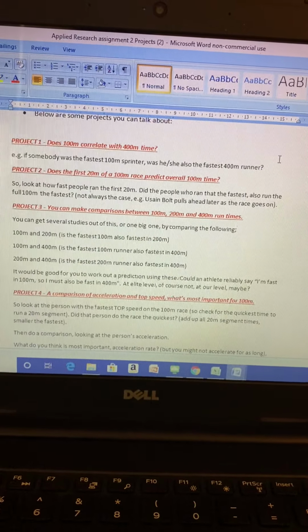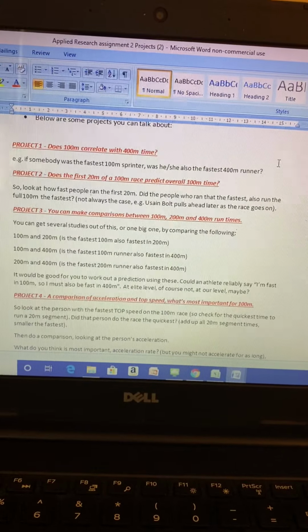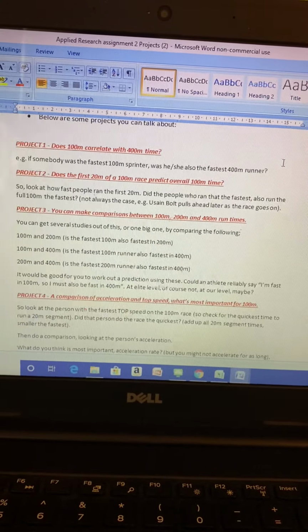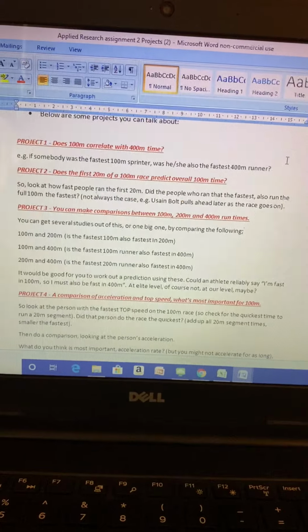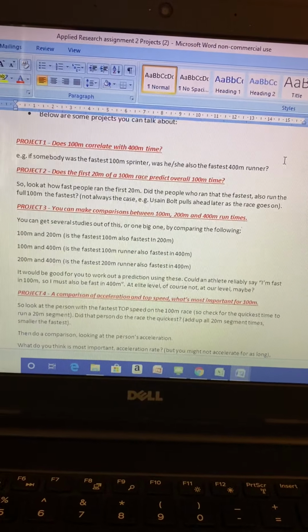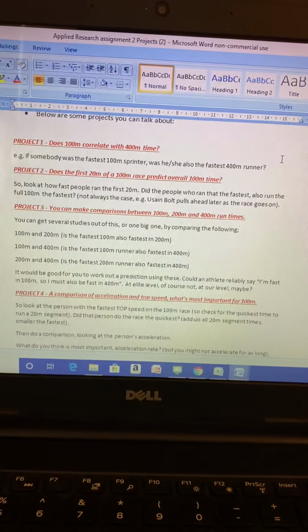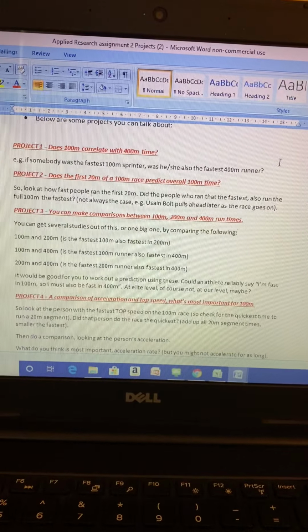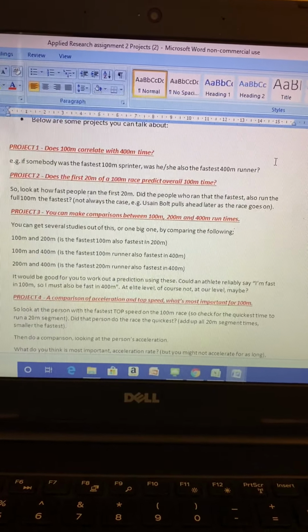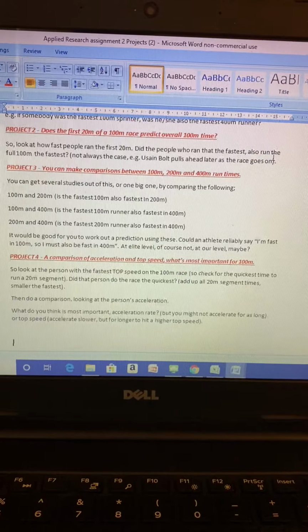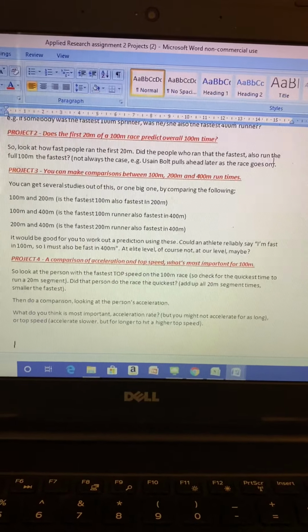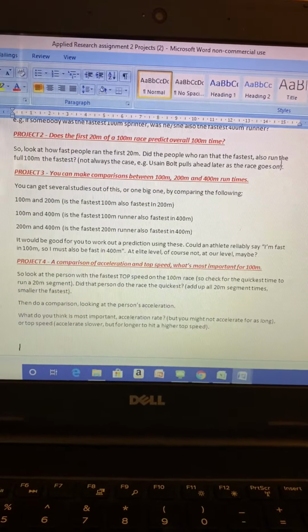Project 2, so does the first 20 meters of a 100 meter race predict an overall 100 meter time? So if you're looking at Usain Bolt as an example, does someone that runs the first 20 meters quicker always come out the best? As in Usain Bolt's case, not necessarily, because he tends to come out first, but his distance is gained in the last third of the race. All right, but keep reading through these.